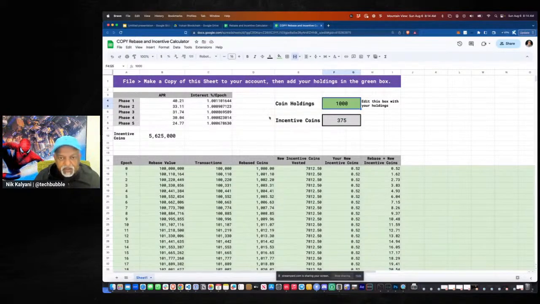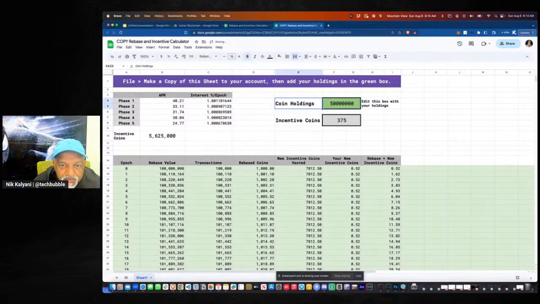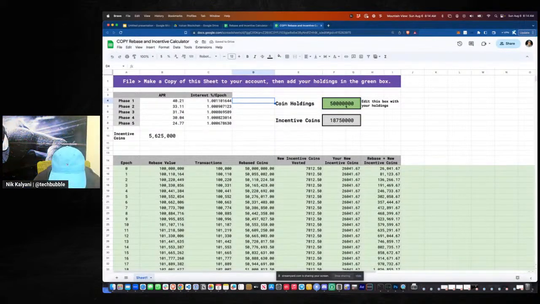And that's it. So I'm going to put in our initial supply, which is 50 million. Is that 50 million? 1, 2, 3. I think that's about right. So now let me just scroll down to the very bottom of this worksheet.